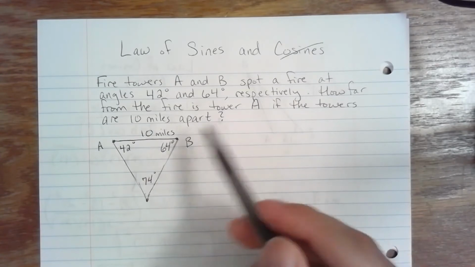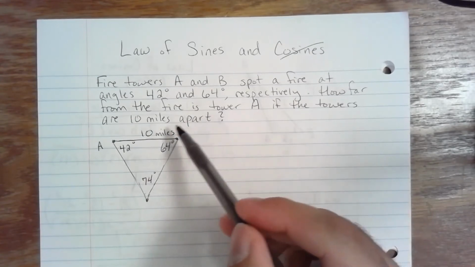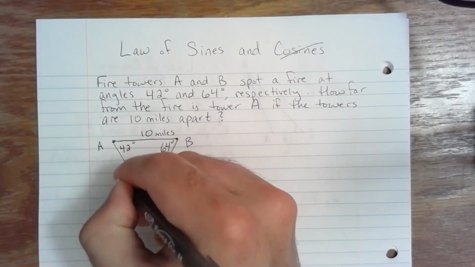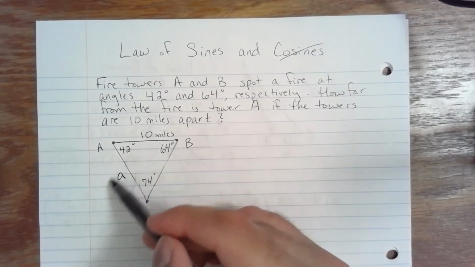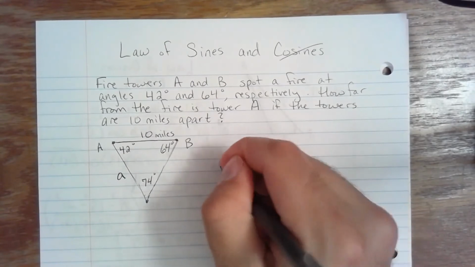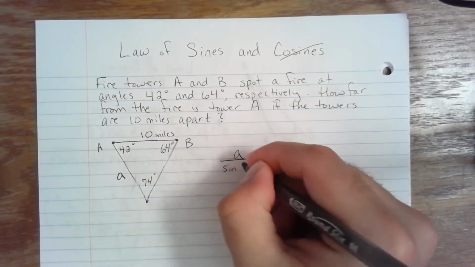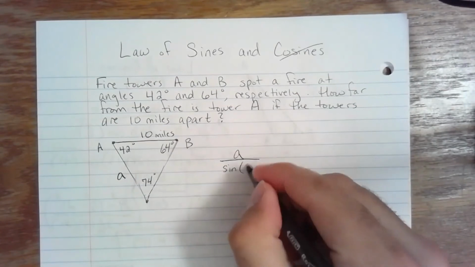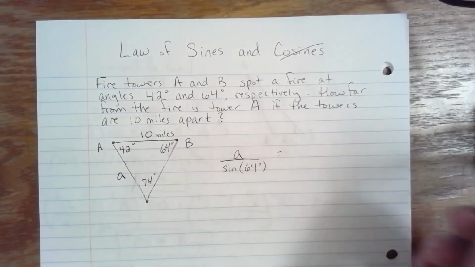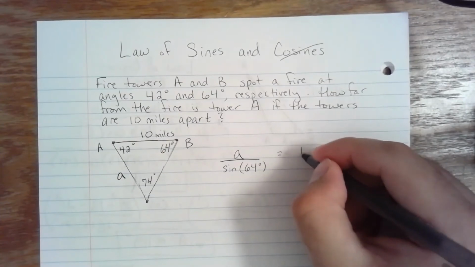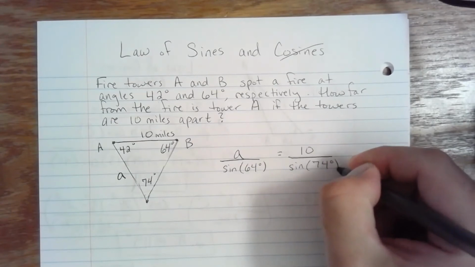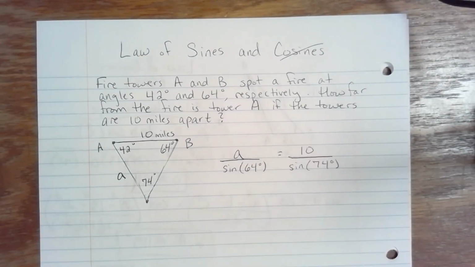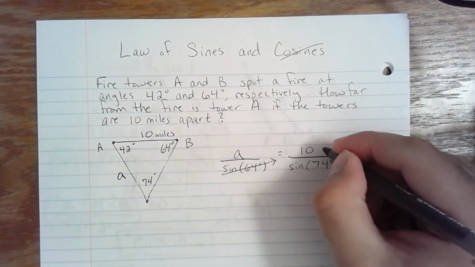But it did ask me how far Tower A is from the fire. So let's just call this a little a for the distance Tower A is. And I know this is, again, kind of opposite convention of what I usually use for generic triangles. But just so I know I'm talking about Tower A, we're going to say that Tower A is some distance away, and that distance will compare to its opposite angle, which is 64 degrees. And then we're just going to go in with our given pair of information and say that the 10 miles corresponds to the angle of 74 degrees. And we're basically done. We just need to bring up our sine of 64 by multiplying it to this side.